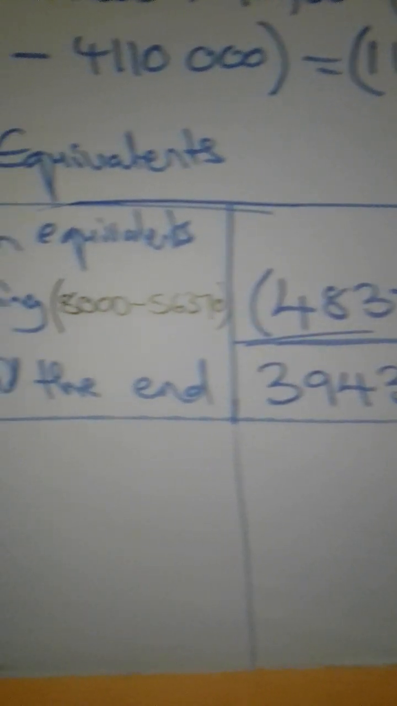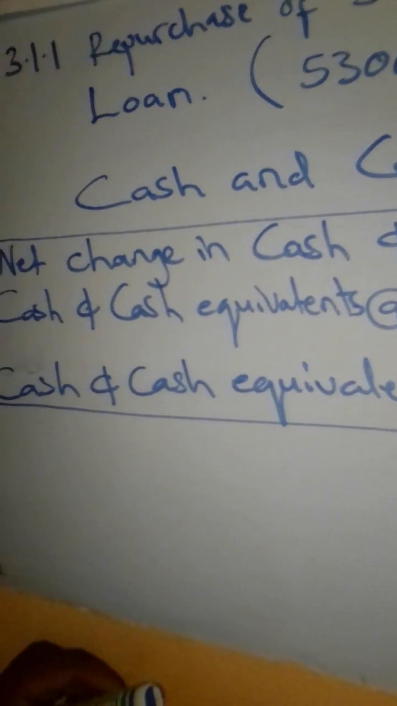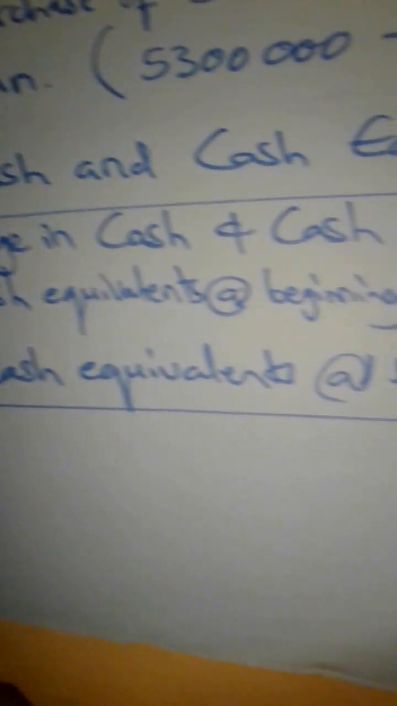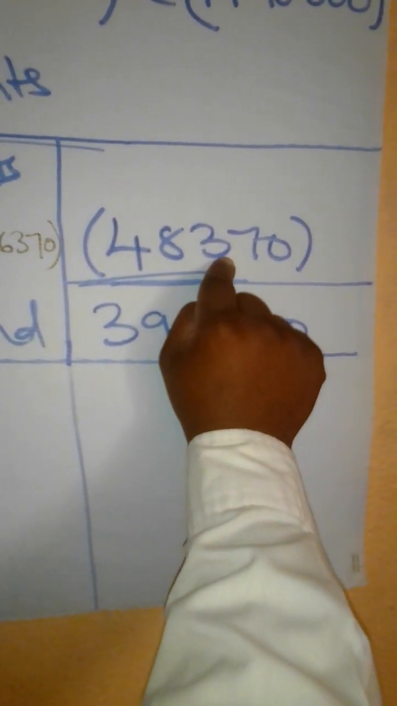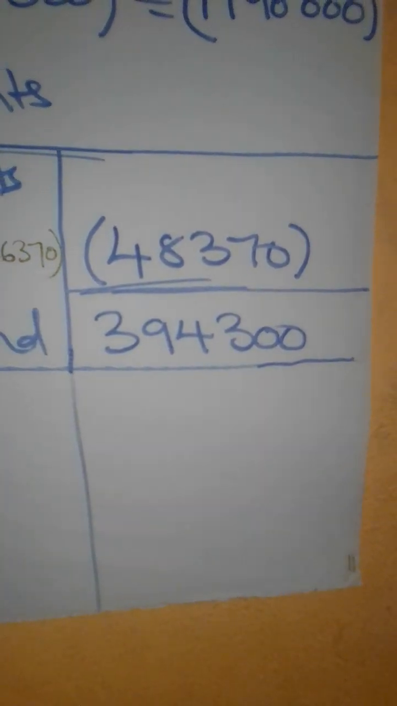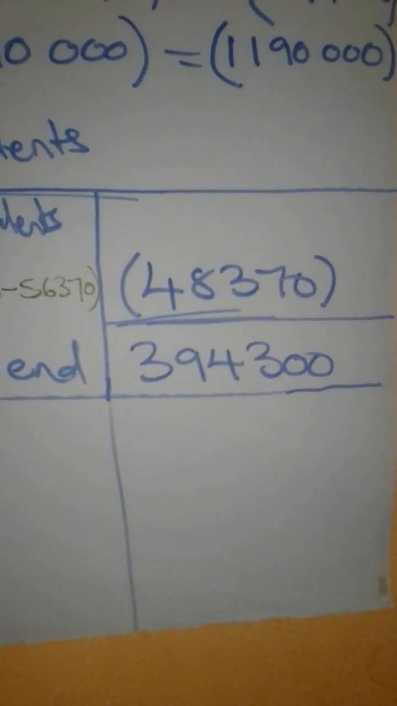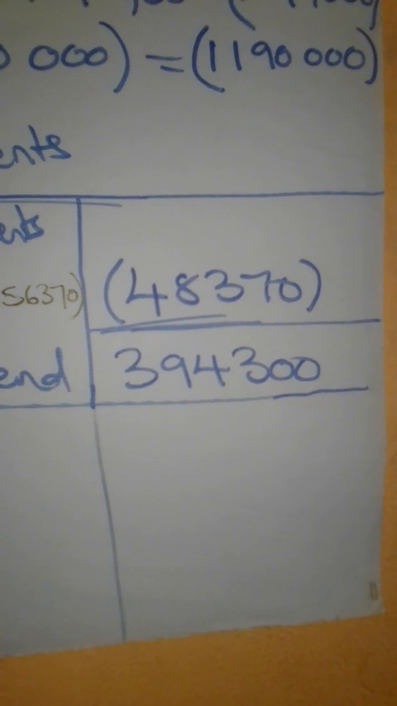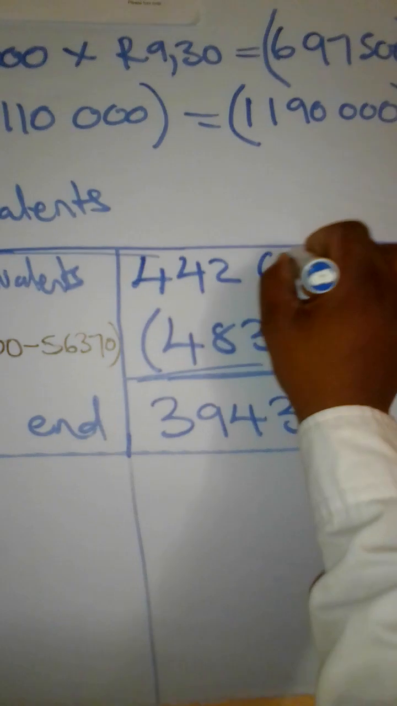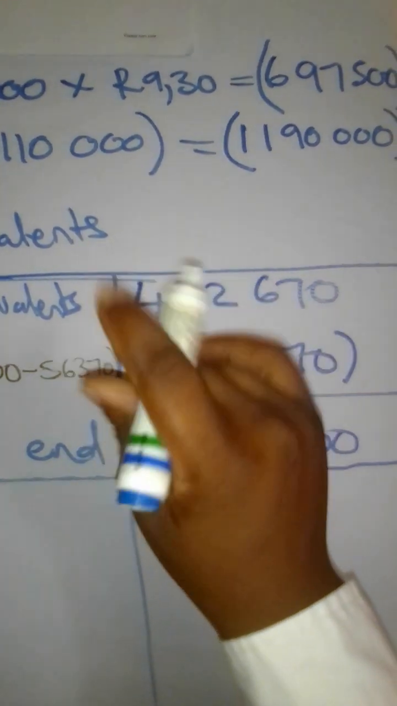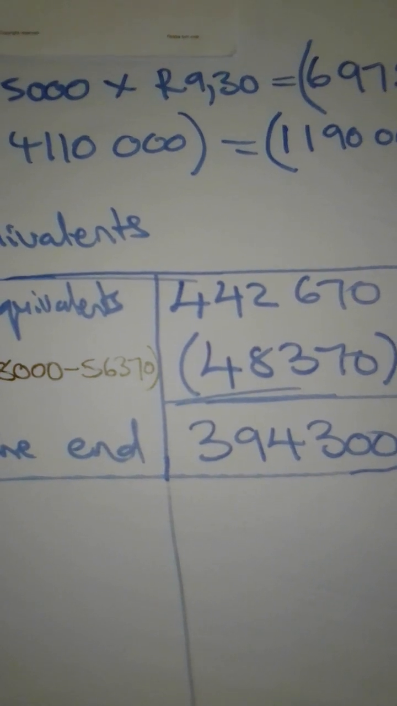Okay, so now we want to find the net change in the cash and cash equivalents. How do you find the net change? You simply take the amount at the end, you add this amount at the beginning, and then you'll be able to get your net change in cash and cash equivalents. So when we do that, we're going to get something like 442,670. So this is the last part of our cash flow statement.